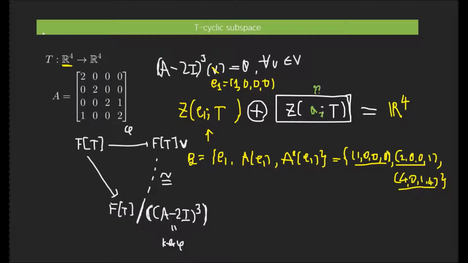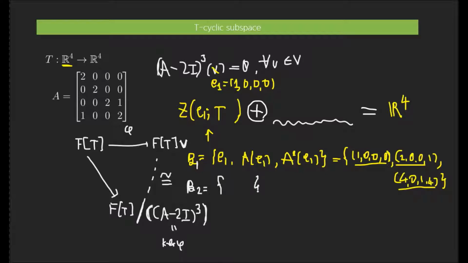So back to the previous example, I clearly generated GE1t, okay? But in order to generate the whole space R4, because this is three-dimensional, another element is required. But when we consider the T-cyclic subspace, because this is one dimension, for convenience I put B1, and B2 is clearly one basis.